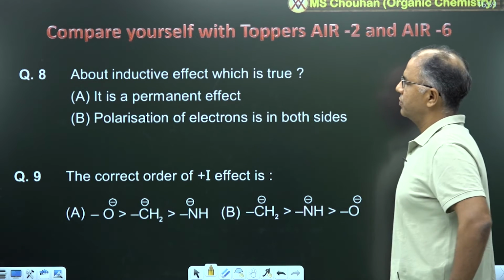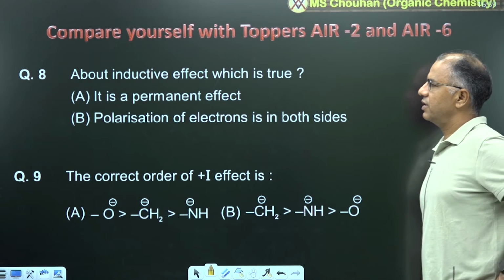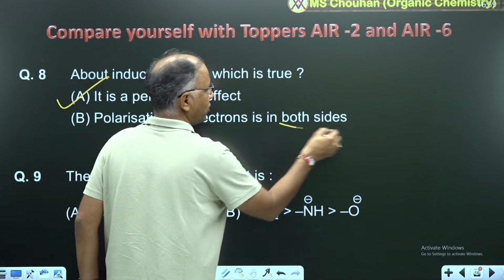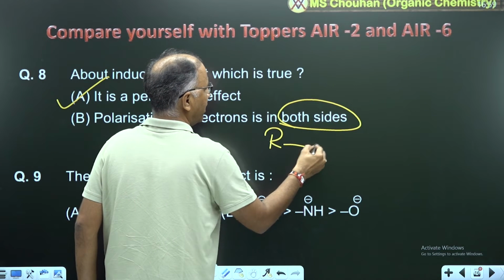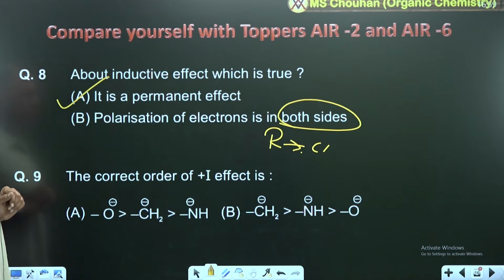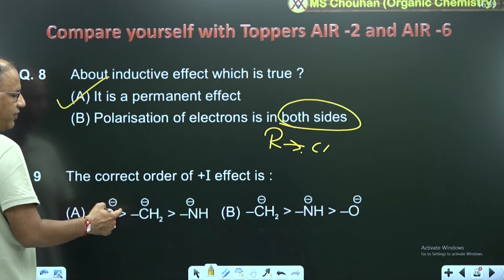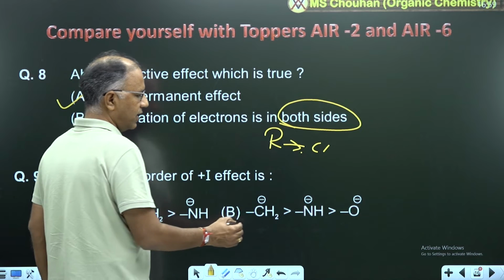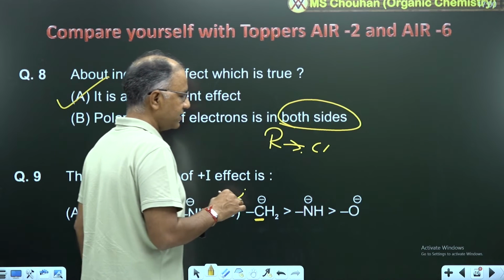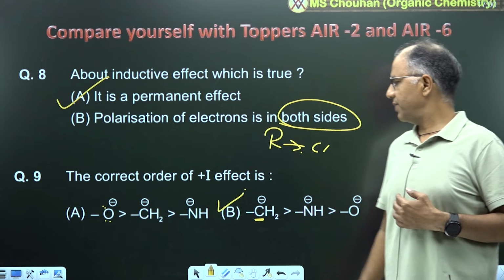About the inductive effect, which is true? What is the correct statement? It is a permanent effect, this is correct. And it is polarization of sigma electrons on both sides, this is wrong. The polarization of electrons will be on one side. The correct order of plus I: as we know, oxygen has strong plus I, but we have to compare oxygen with nitrogen and carbon. The least electronegative element having a negative charge shows strong plus I. This means C minus has more plus I than N minus. The negative charge must be on the less electronegative element.